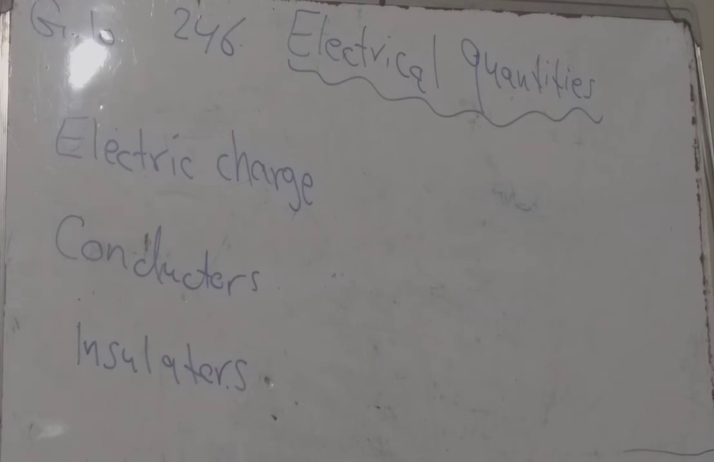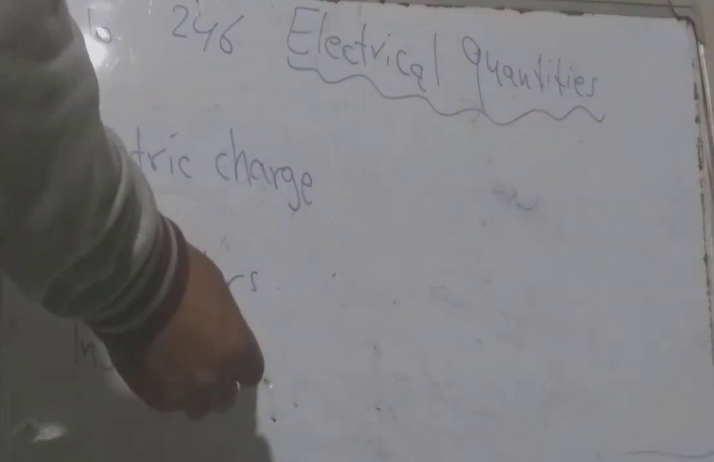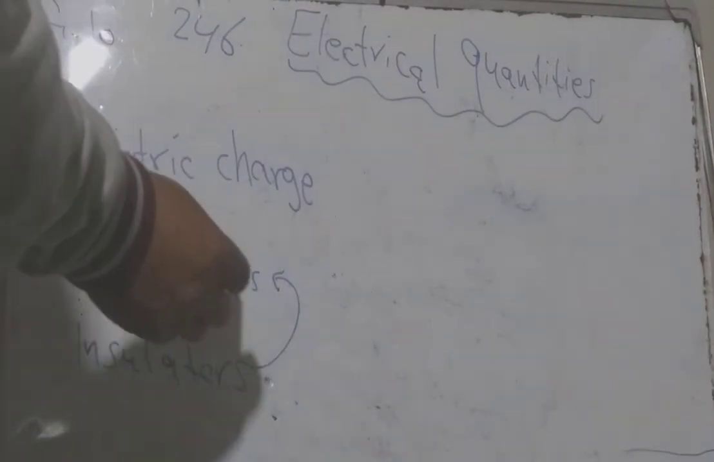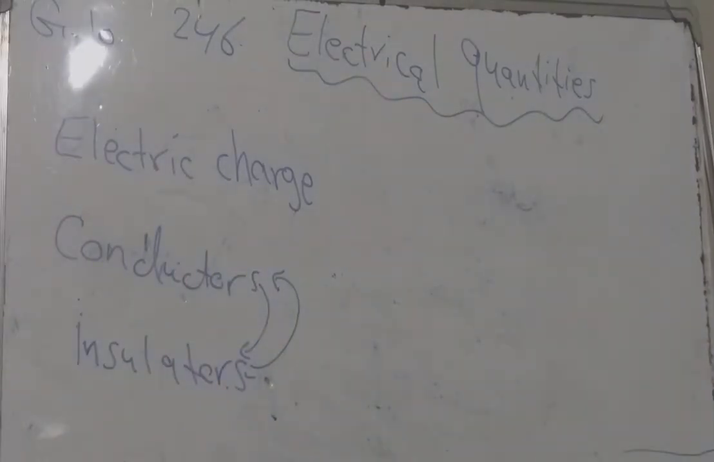So any material that allows electric energy to pass through it easily is called a conductor. So what is an insulator? An insulator is the opposite of a conductor. Conductors are not insulators, and insulators are not conductors. Those that don't are called insulators. All metals are conductors.